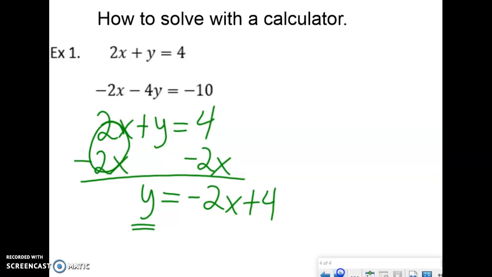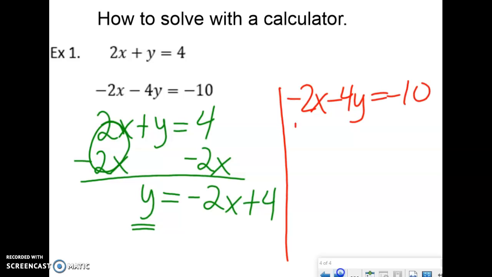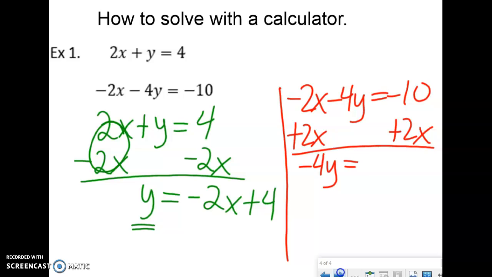Now, we've got to do the same thing with this other equation. So let's solve for y. Currently, it's negative 2x minus 4y equals negative 10. So let's go ahead and do the same thing we did on the other side for the other equation. Add 2x on both sides. Negative 4y equals 2x minus 10.